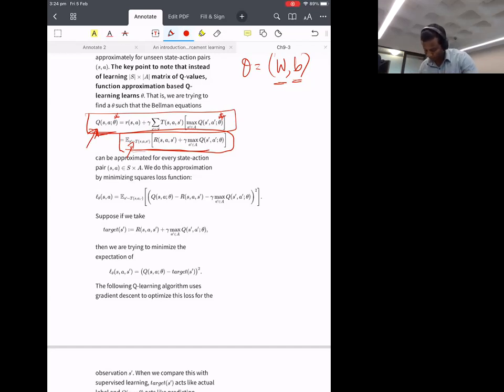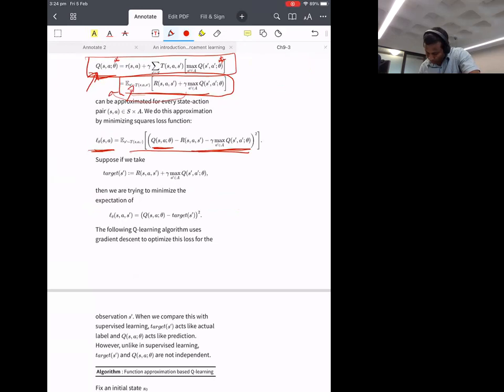That's how we define loss here. So the expected loss is essentially the same. We are taking this other side. This is not a function of the future S prime. This is a function of S prime, the next state.